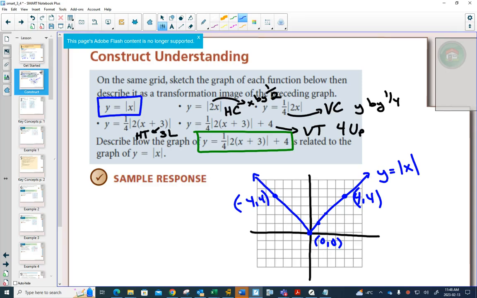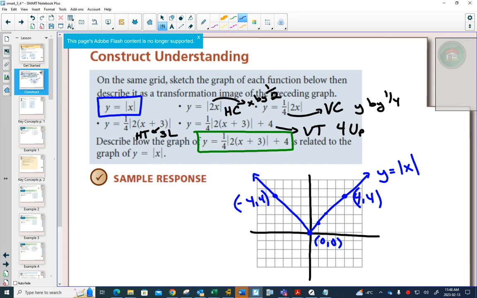Well, if we look at what we all labeled, we have a horizontal compression, vertical compression, 3 to the left, 4 up. Looking at my compressions, do you see I have to multiply my x by 1/2 and my y by 1/4? So by choosing 4, 4, when I multiply that by 1/4, I'm going to get a fairly nice number to work with, not a fraction. If I chose 3, 3, and I multiplied by 1/4 for the y, then I would get 3/4, and it's just a little bit more awkward to draw. So when we can make choices that make it easier for us, that's a good thing.